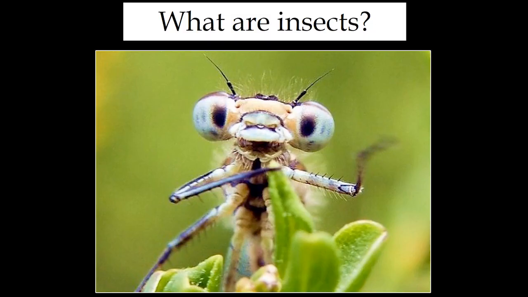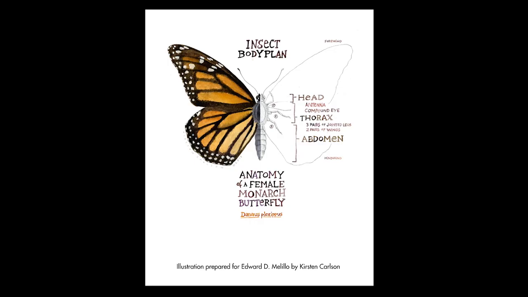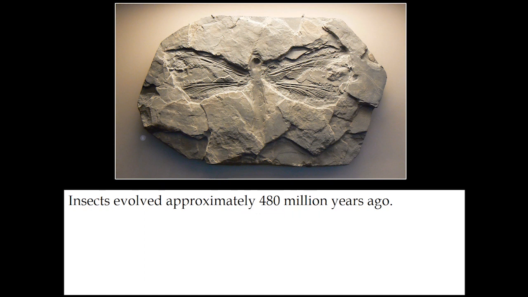I'm going to talk about what insects are, just to make sure we're all on the same page. Insects have a three-part body plan: a head, a thorax, and an abdomen. They all have antennae, compound eyes, 3 pairs of jointed legs, so they're all 6-legged, and 2 pairs of wings. You may think that spiders are insects, but they're not. They're arachnids. They're part of the larger group of animals known as arthropods, which also includes crustaceans, but they are not insects. Insects have been on Earth for a long time. They evolved approximately 480 million years ago.